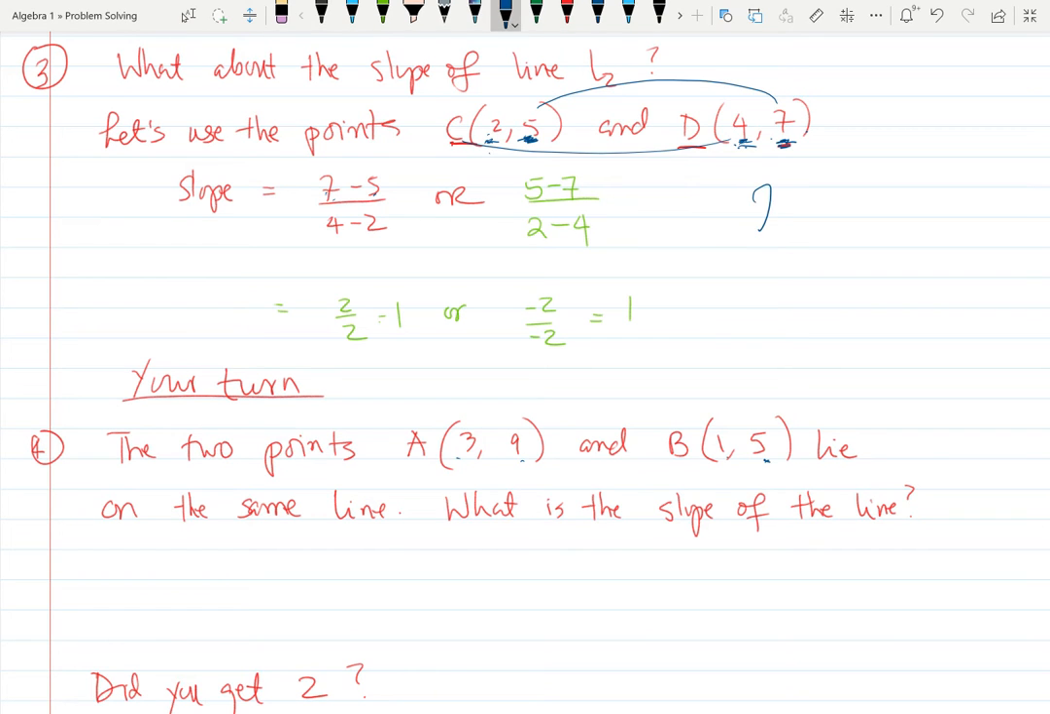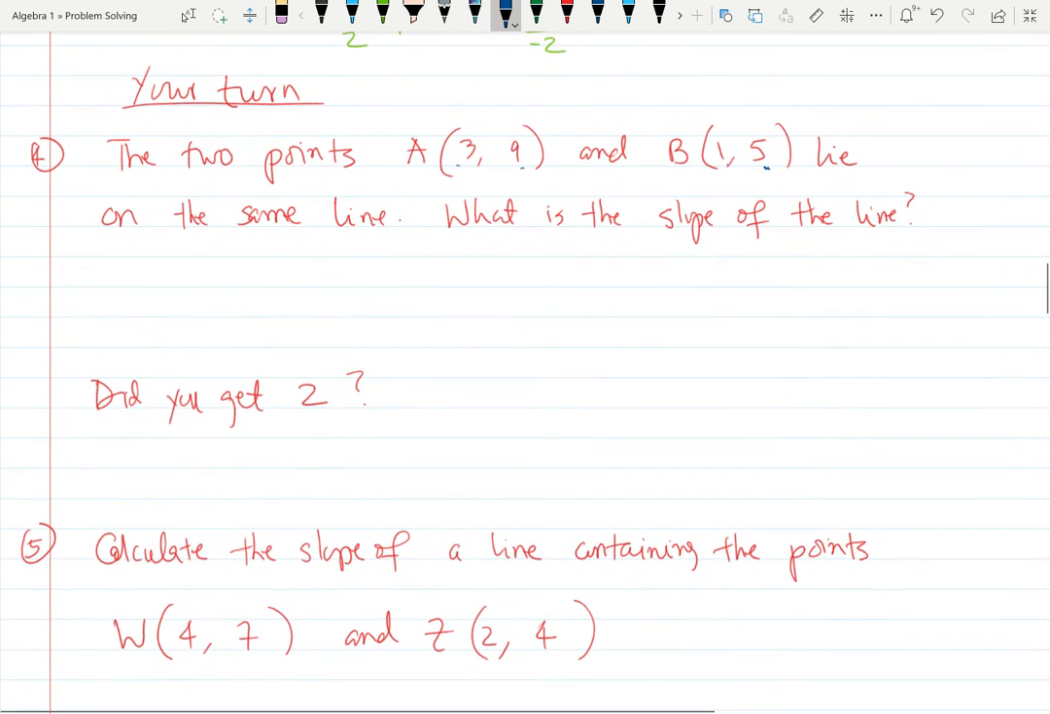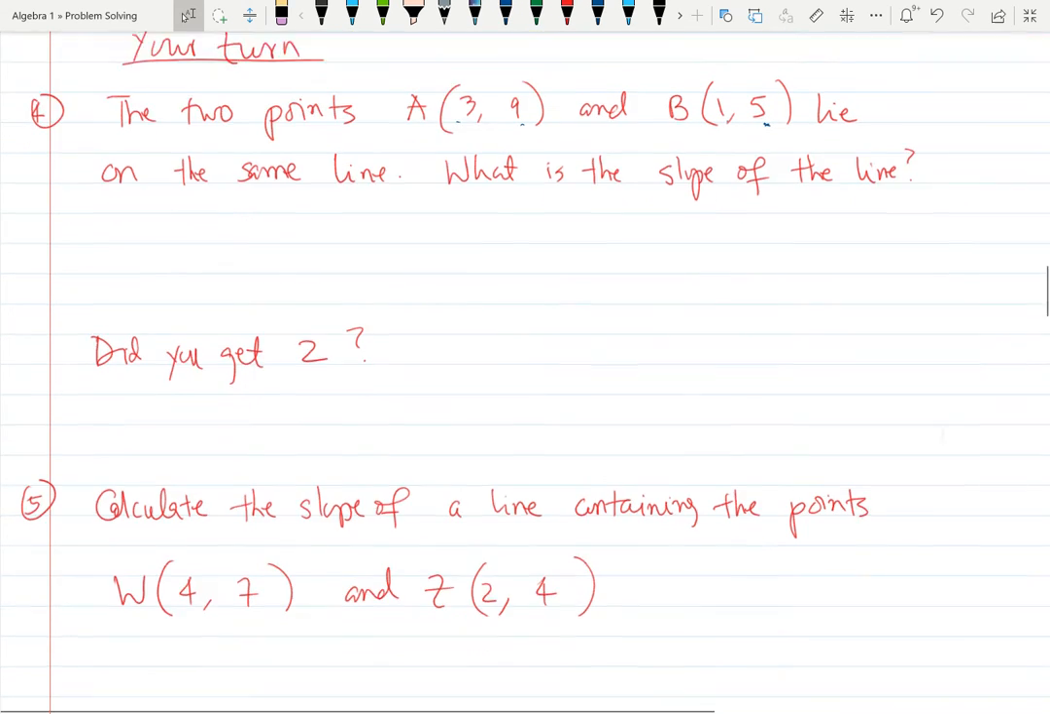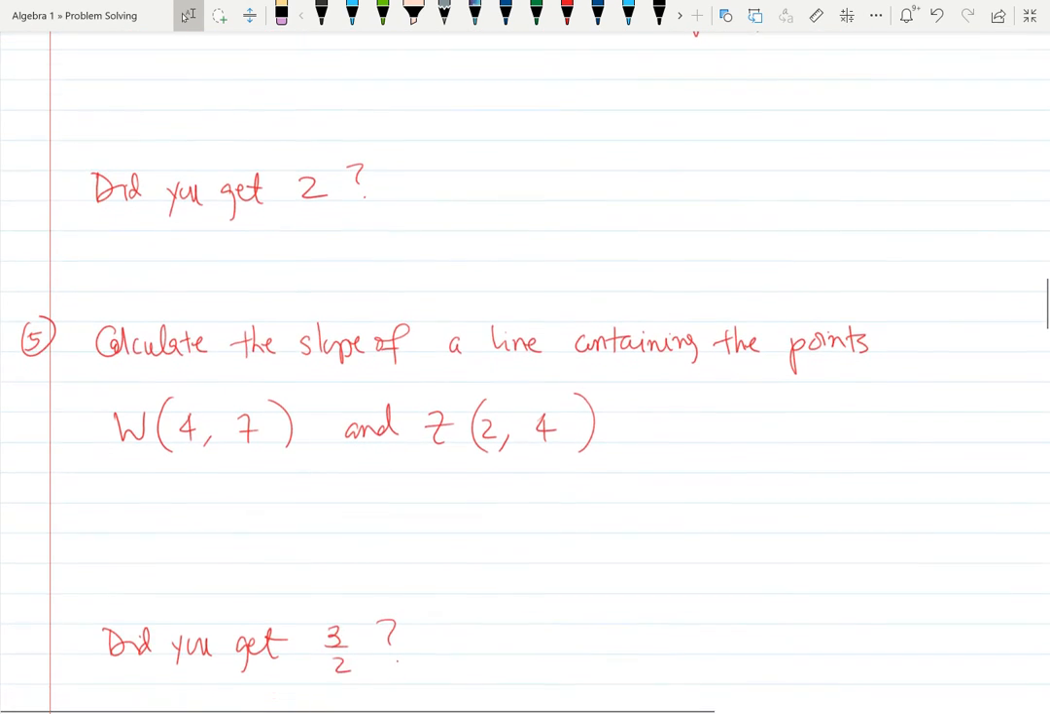But make sure you don't do 7 minus 5 and then do 2 minus 4. You've made a mistake. You see, this 2 doesn't belong with this one. So they should match: 7 and a 4, then 5 and a 2. They go together. Here we have 2 points, A and B. Find the slope of the line.